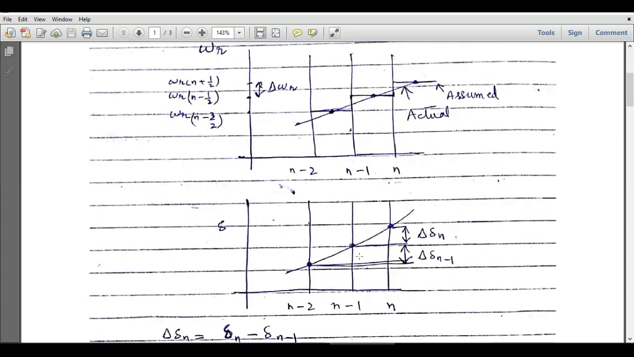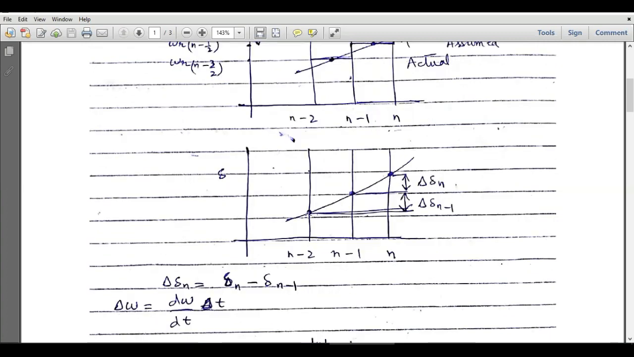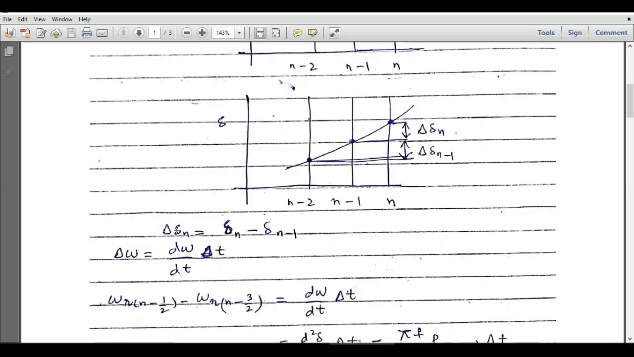And this is the final profile of the rotor angle, with n minus 1 and n minus 2. At this point, this is delta n, this is delta n minus 1, and this is delta at n minus 2. Between two successive time steps, we have delta delta n over here, which is equal to delta n minus delta n minus 1. Similarly, this is delta delta n minus 1, and it is equal to delta n minus 1 minus delta n minus 2.